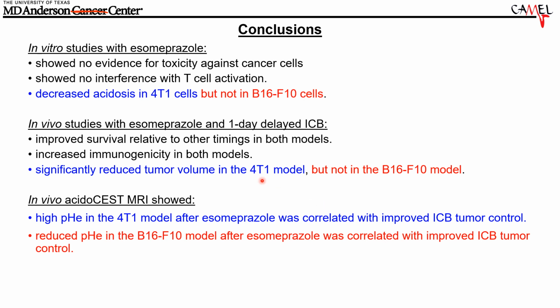So in summary, esomeprazole is a good pH sensitizer for 4T1 cells, but not for B16F10 cells. The combination therapy reduces tumor volume in the 4T1 model, but not in the B16F10 model. And again, a well-correlated change in pH for the 4T1 model, but not for B16F10.